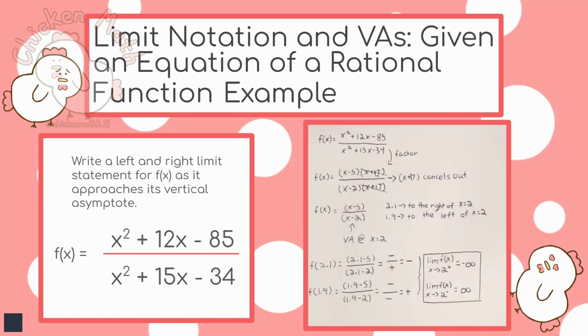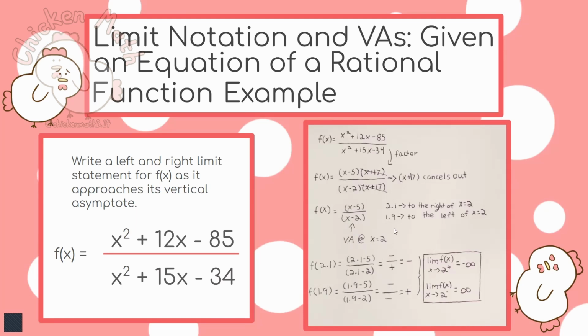x plus 17. So since x plus 17 is on both the top and bottom, we're going to cancel this out. And then we're left with x minus 5 over x minus 2. If you plug 2 in for x, that would make the denominator 0. So that's going to be our vertical asymptote, a vertical asymptote at x equals 2.